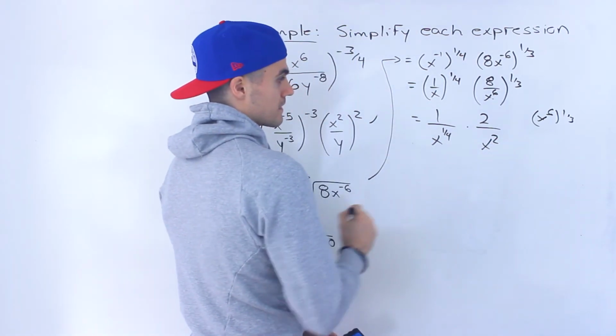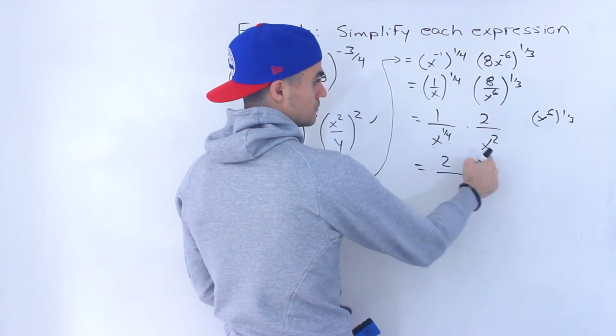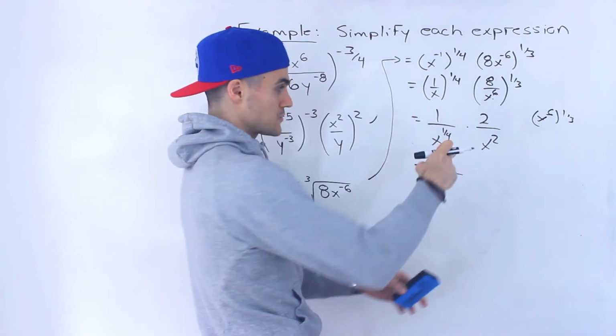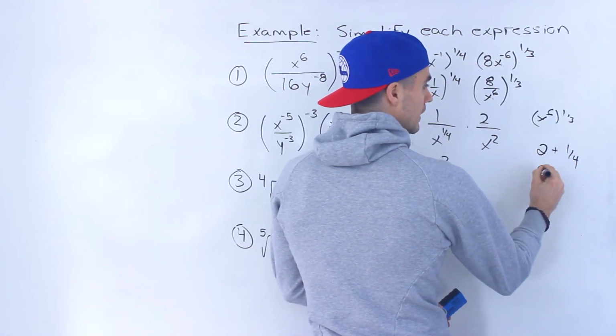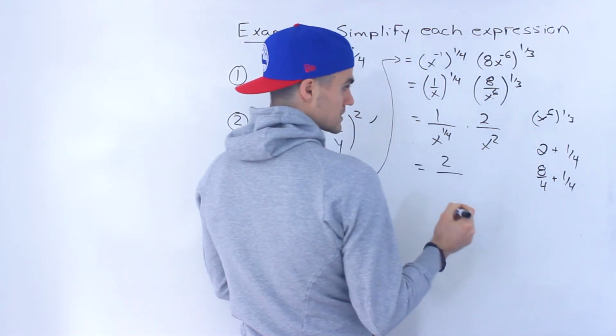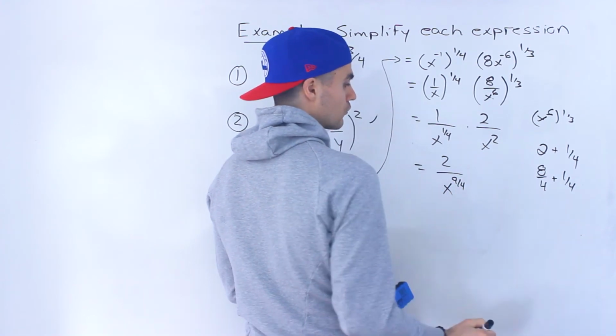And then notice 1 times 2 is 2, and then these two, we can multiply these, and since they have the same base, we could add the exponents. So 2 plus 1 over 4 would be 8 over 4 plus 1 over 4, which would give us 9 over 4. So this would be x to the 9 over 4, like that.